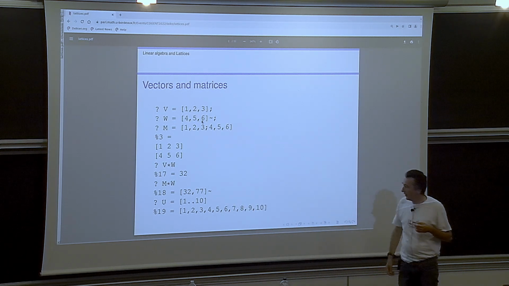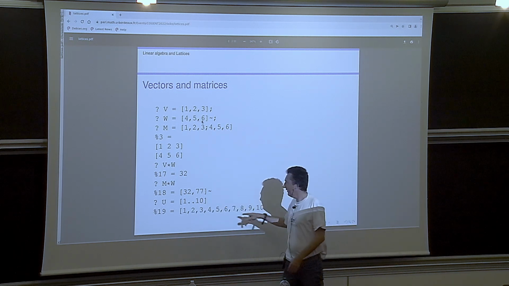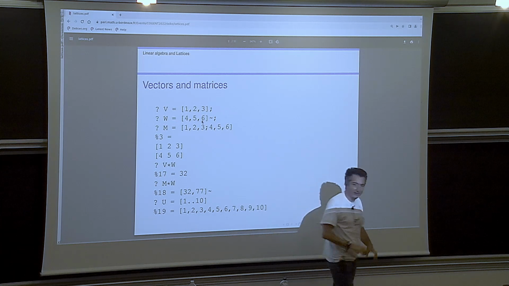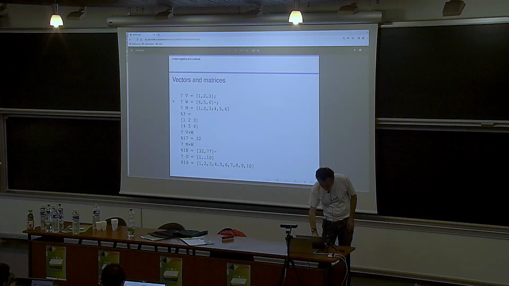And also, a shortcut that's useful, sometimes you need to have a vector with components 1 to 10, and then you have to write [1..10] to get the list. Okay?